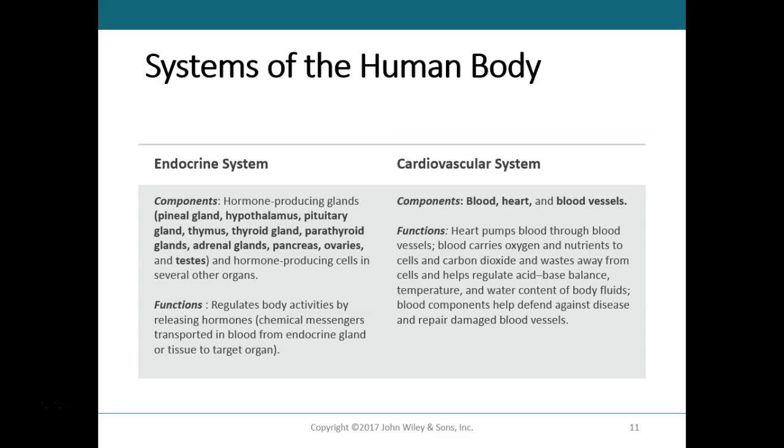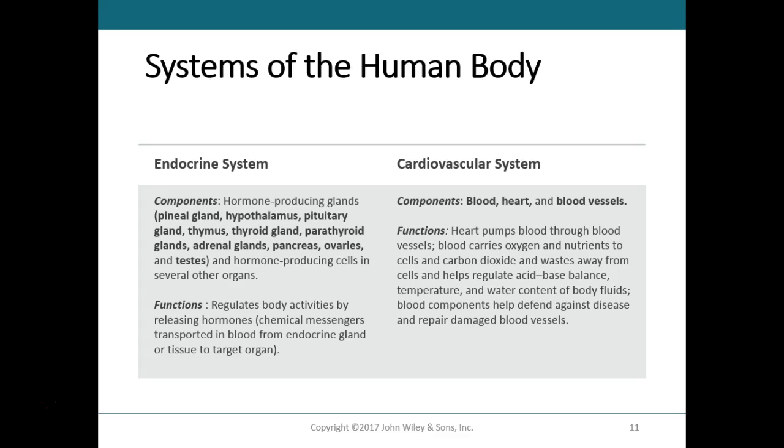The endocrine system is the system of glands within the human body that secrete hormones. Hormones, again, are chemical messengers that travel through the bloodstream and bind to target cells and tissues and then cause an action to occur. So they regulate activities within the human body.